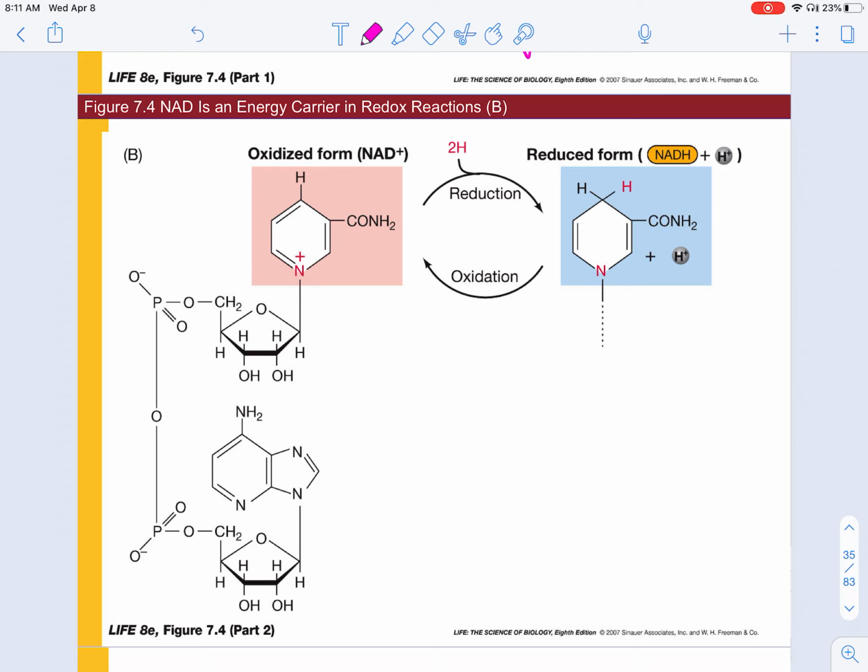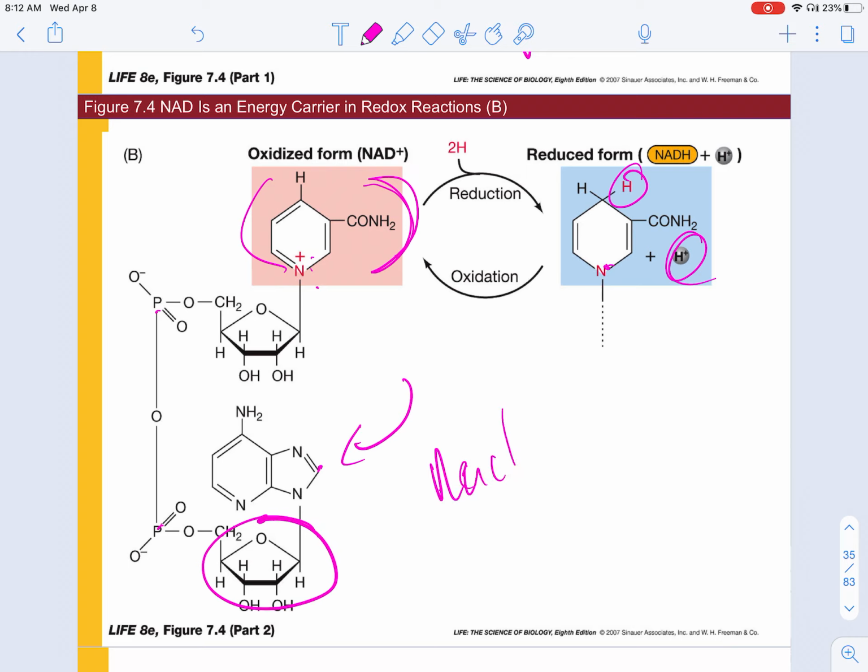Here is the nicotinamide group that actually gets oxidized, and you can see in the oxidized form you have the N plus here. In the reduced form, you have a hydrogen atom that's over there. The electron is in this nitrogen, and then you actually have a proton that's floating around there associated with it. So it's picked up a pair of electrons in this process. And this NAD, as you can see, has a nitrogen containing base, a ribose sugar, and phosphate group. So this is a nucleic acid. All right, so this is just a modified nucleic acid.